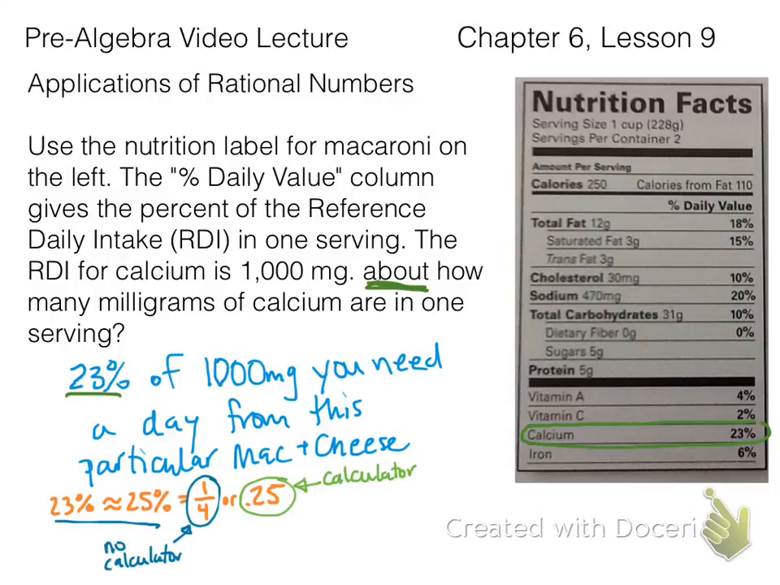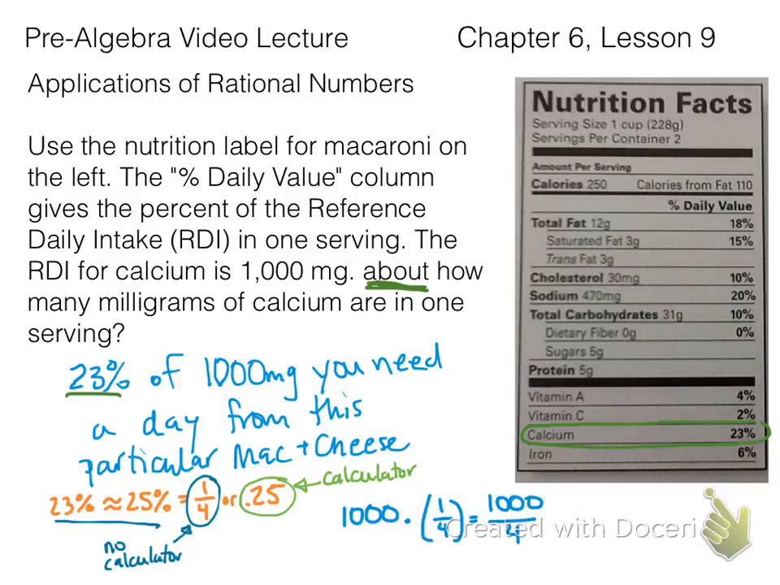Now, if you have a calculator, use 0.25. If you don't have a calculator, use 1/4. All right? Now, I'm going to show you how easy it is to multiply fractions with just using 1/4. So we're going to take the number of milligrams of calcium we need a day, which is 1,000.